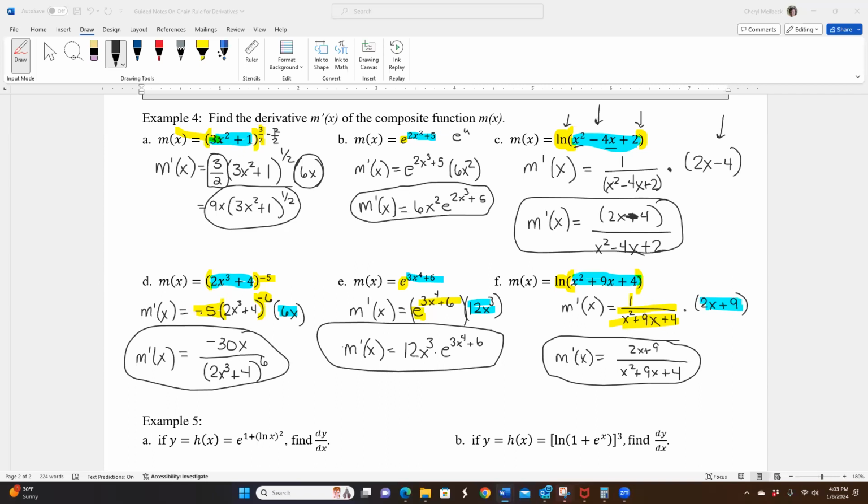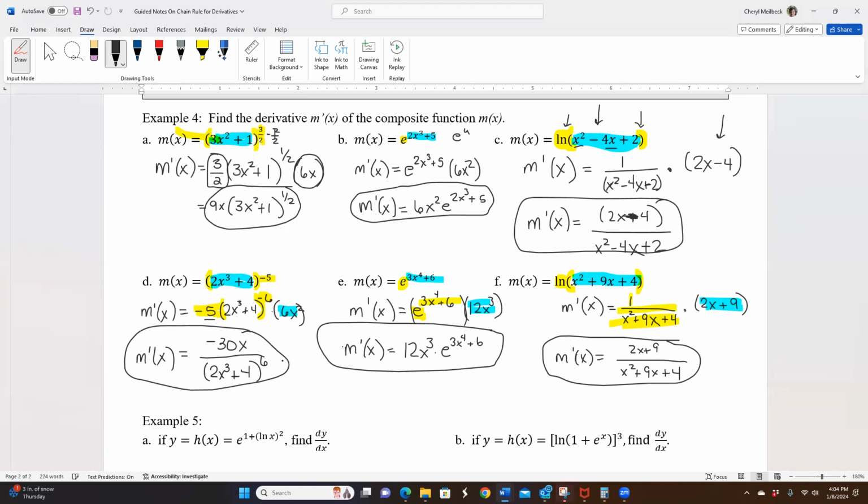All right, on D, we can see we have a composite function with 2x cubed plus 4 being all taken to the negative 5 power. Using our power rule for the outside function, we'll get a negative 5 times that 2x cubed plus 4 to the negative 6. That's the derivative of the outside function. Then we multiply that times the derivative of the inside function, which would be, if I'd done this correctly, a 6x squared.